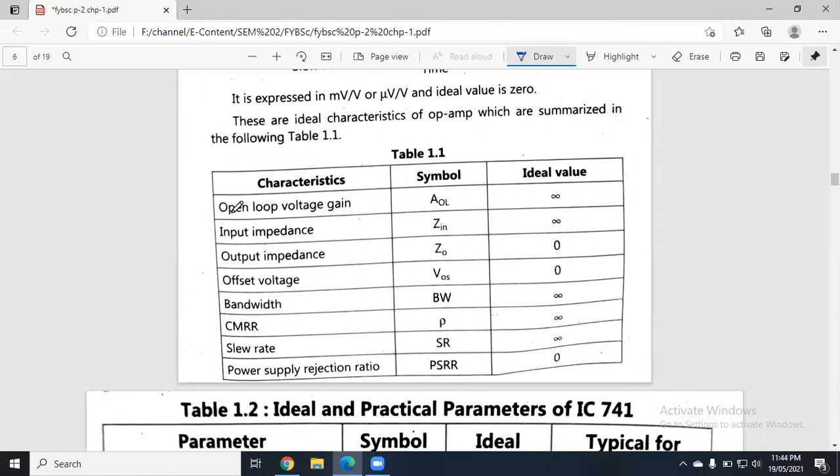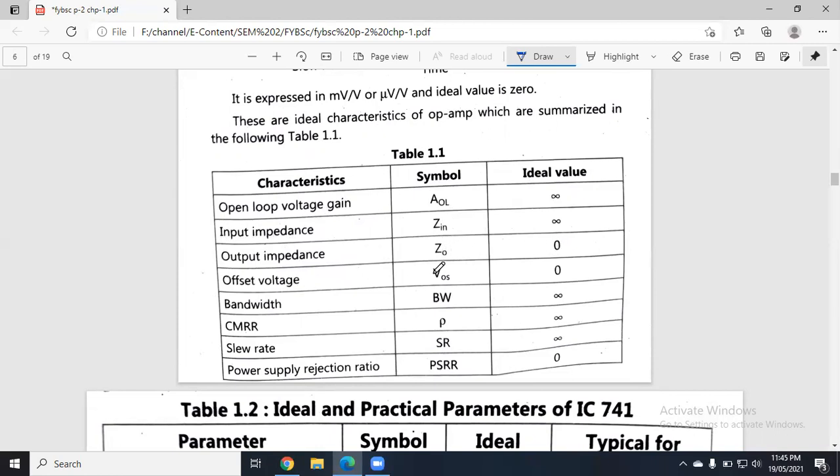The first characteristic is open loop voltage gain. What is open loop voltage gain? It is denoted by the symbol AOL. In future, whenever you see this AOL, you are going to read it as open loop voltage gain. Correct. And its ideal value should be infinite. Next, input impedance. Impedance is always denoted by Z. As it is input impedance, IN is there. Input impedance is also infinite. Output impedance: impedance is again denoted by Z, and as it is output impedance, it is denoted by 0. Its ideal value should be 0.